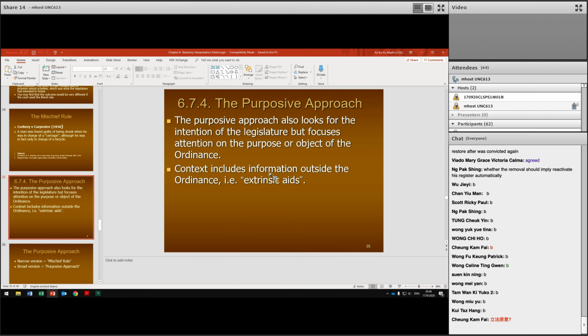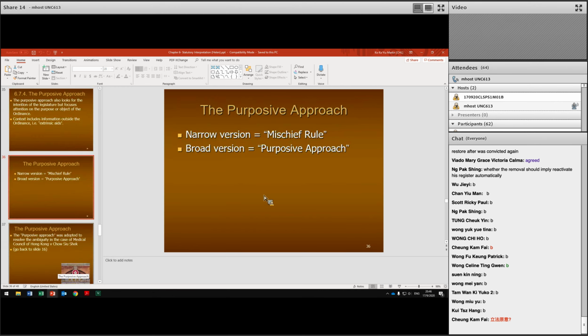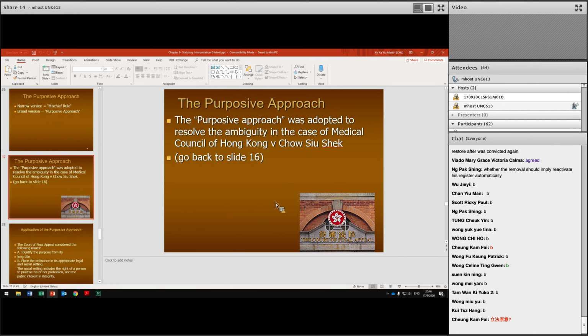They are called extrinsic. Extrinsic means external. 外部嘅幫助。So there may be some document which will be helpful, which will be useful to find out the intention or the objective of the ordinance. So when we compare the purposive approach and the mischievous, we can say that mischievous is the lower version. Why? Because the mischievous only looks at the mischief, not covered by common law. But for the purposive approach, you look at the purpose, the intention of the legislation.